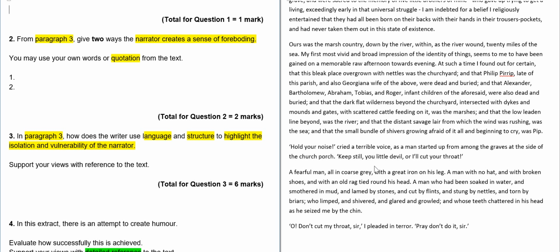We could also look out for descriptive language. So are there adjectives, adverbs? Is there sensory language, so language that appeals to the five senses within there? And again, you'd structure it in the same way: say what you can see, give your quote, and then link it to the question in a little bit more depth, showing how it works.